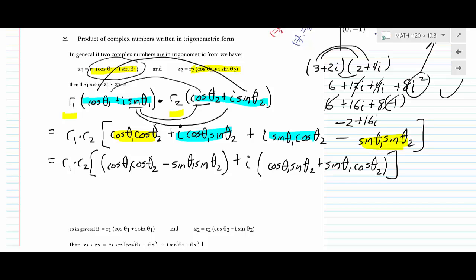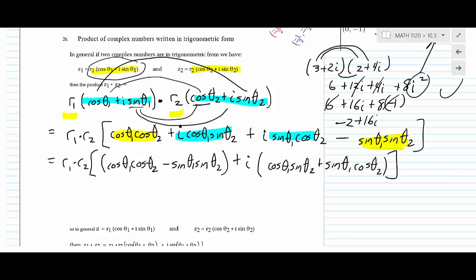Yes or no? Yeah, cosine, cosine, sine, sine, different sign. What is that? That's the sum-difference identity, right? Okay. How about this one? Sine, cosine, cosine, sine, same sign. Okay, that's another identity you learned.